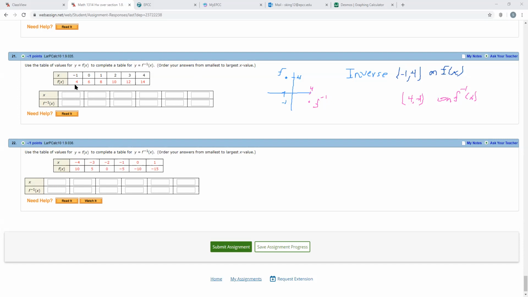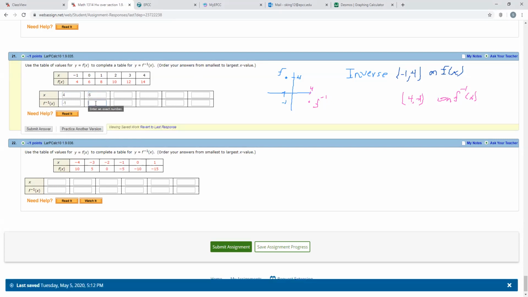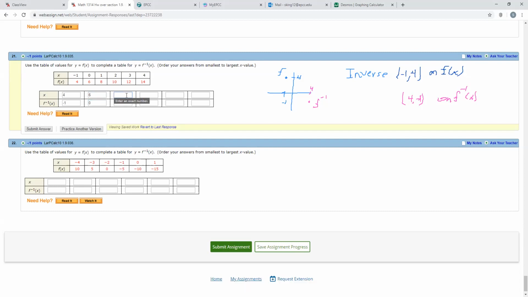So the first point would just end up being this one, because these are the y values for function f. And so when you invert them, they will become the values right here for x. And 4 is the smallest one, so that's where we'll start. So simply the 4 and the -1. And the 0, 6 inverts to 6 and 0, and so forth.